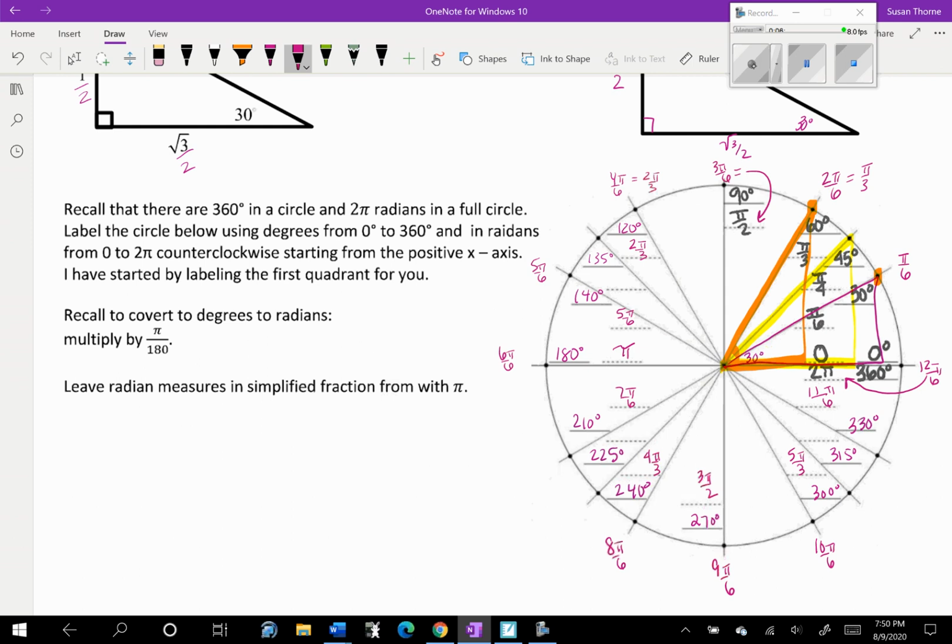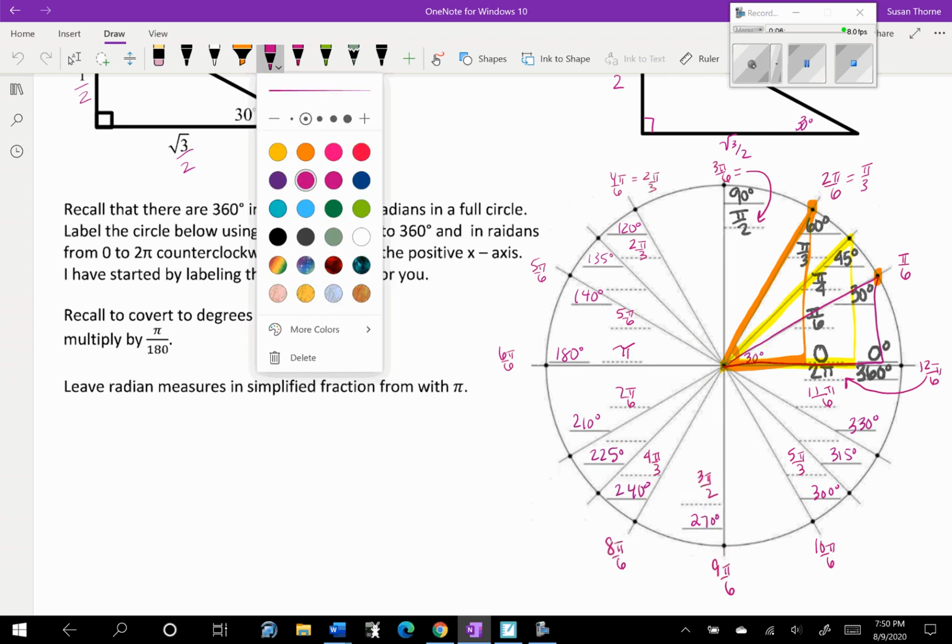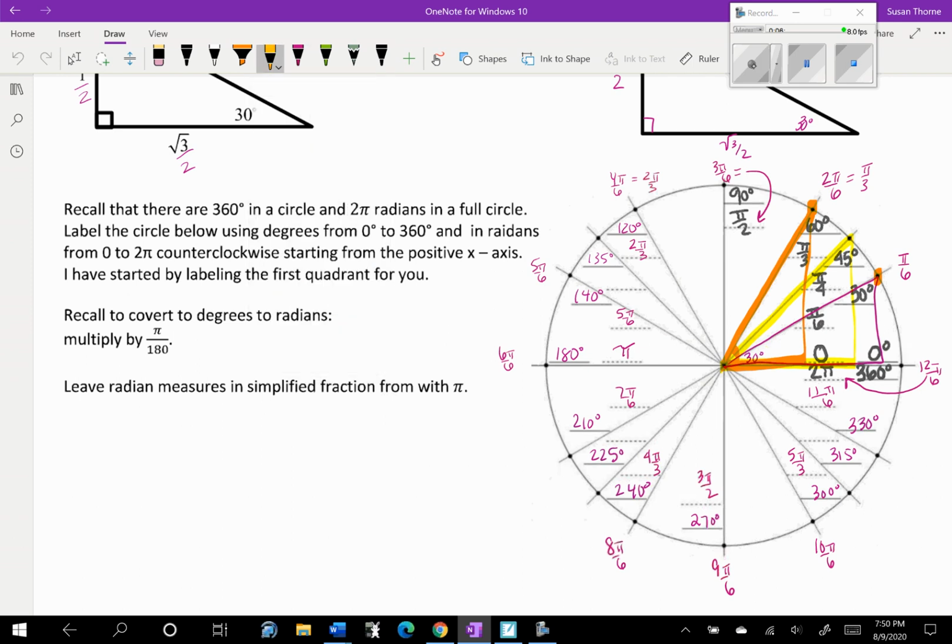You can just count. You can do the same thing, of course, with the 45 degrees. So 45 is pi over 4. So this is 1 pi over 4. And then notice from here to here is another 45 degrees. So instead of using pi over 6, I'm just going to go ahead and use 1 pi over 4. This would be 2 pi over 4, which of course reduces into pi over 2. So that means this would be 3 pi over 4, which doesn't reduce.